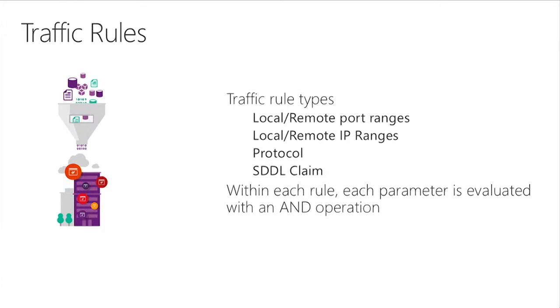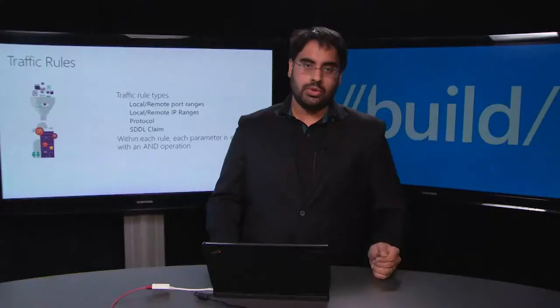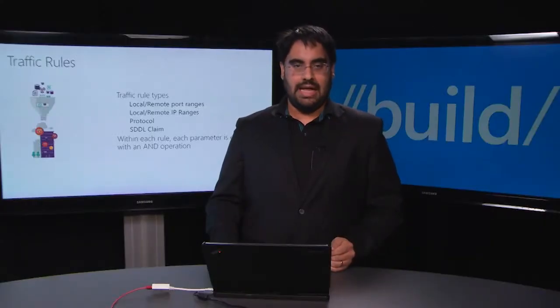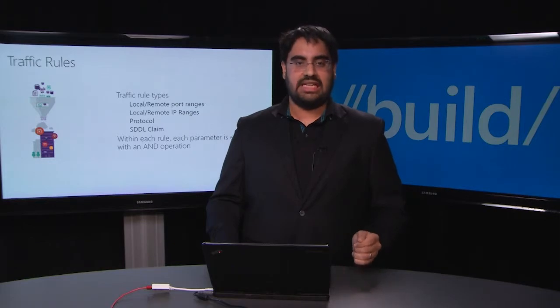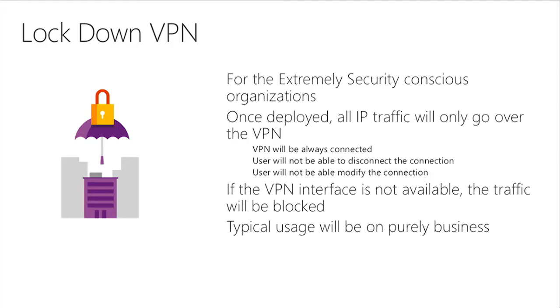Now, you can also specify traffic rules based on the traffic characteristics. You can specify based on the local and remote port ranges, the local and remote IP ranges, the protocol, or an SDDL-based claim. Within each rule, each parameter is evaluated with an AND operation, and across multiple rules, they are evaluated based on an OR. You can have app-based rules as well as device-wide rules. This allows you to craft the policy just as you deem fit. Another entrant to our portfolio is the lockdown VPN.